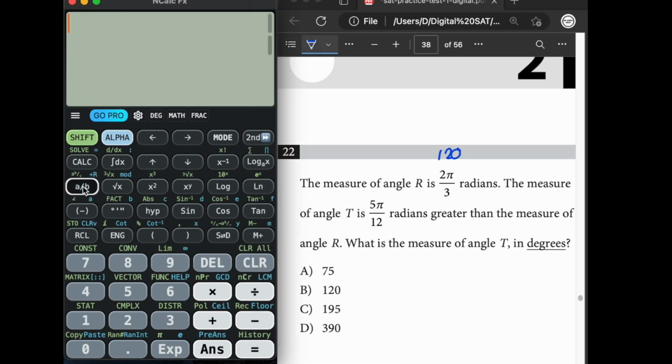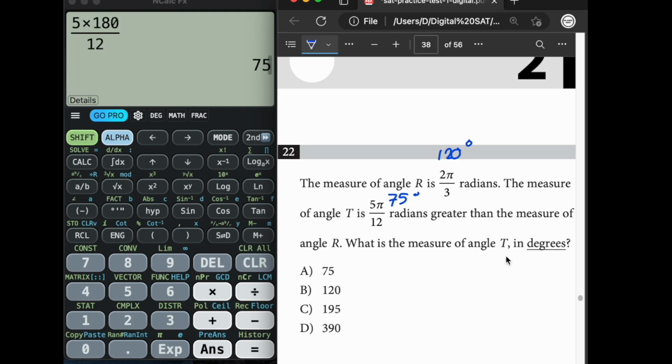The second one, it will be 5 times pi, which is 180, over 12. So it will be 75. Now we can read it again. The measure of angle R is 120 degrees, and the measure of angle T is 75 degrees greater than the measure of angle R. What is the measure of angle T? Just add 120 plus 75. It gives you 195 degrees. So the answer is C.